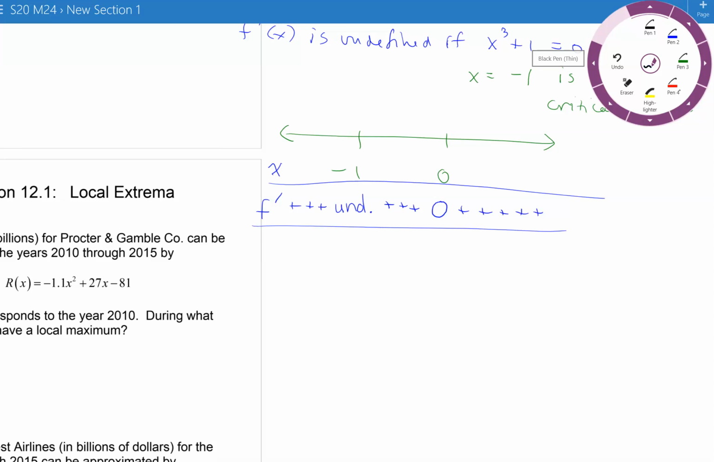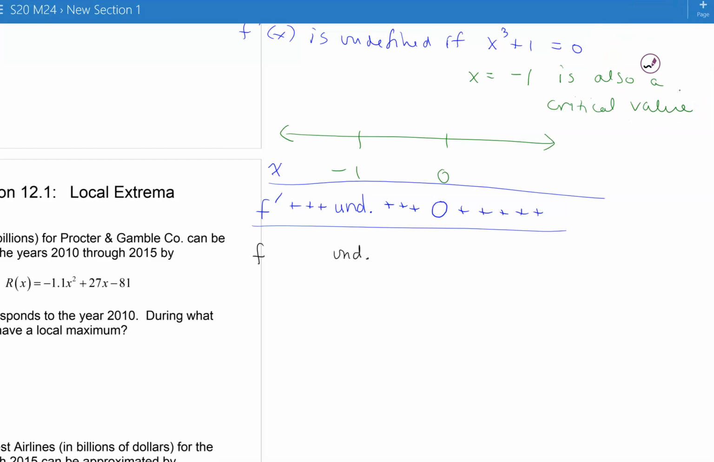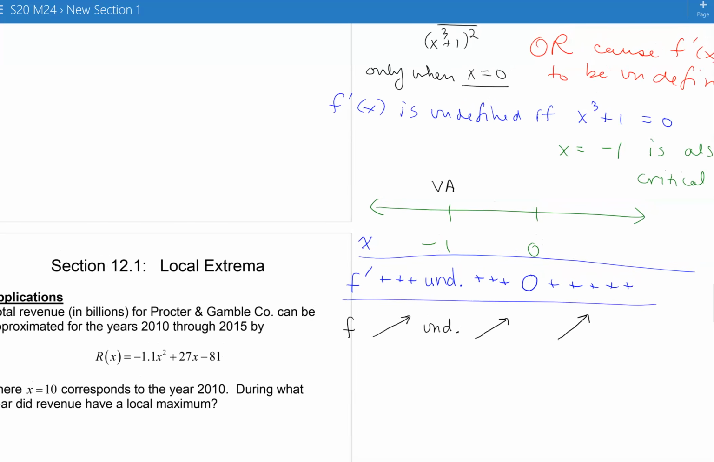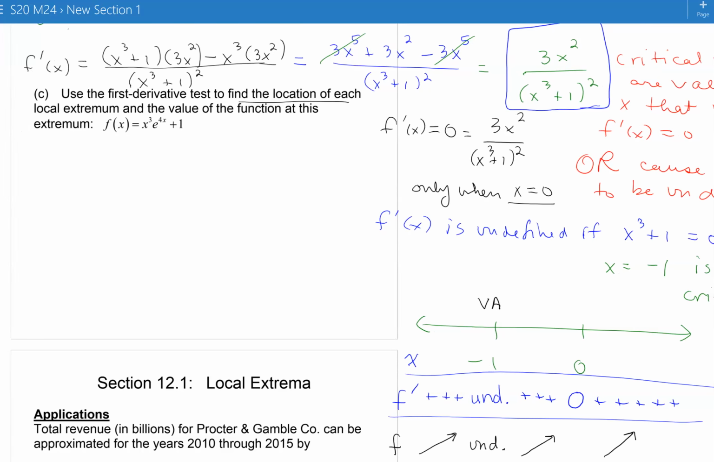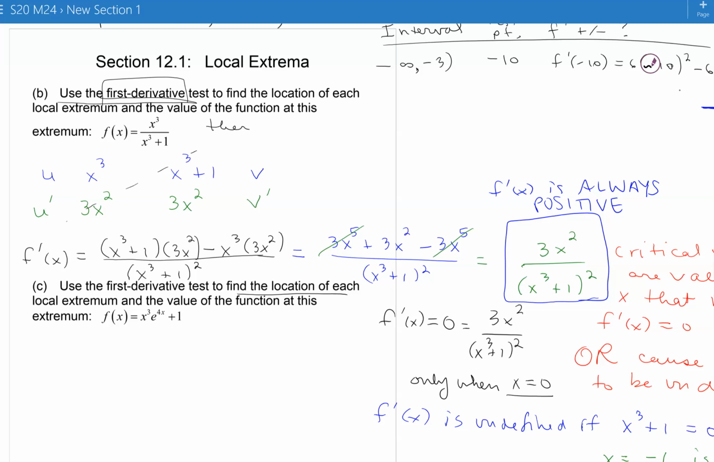So here's what I know about the function. The function is also undefined at -1 because the denominator of the function would be 0 if x was -1. So the function is increasing, and then this is actually a vertical asymptote since it makes the denominator of the function 0. Then we're increasing. We have a spot where the derivative is 0, but then we're still increasing. So this function doesn't have any maxes or mins, right? So find the location of each local extremum. Oops, wrong function. Let me go back up to the problem we're working on. There are none.